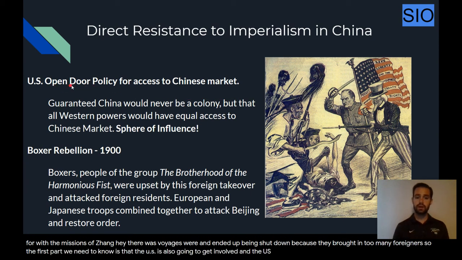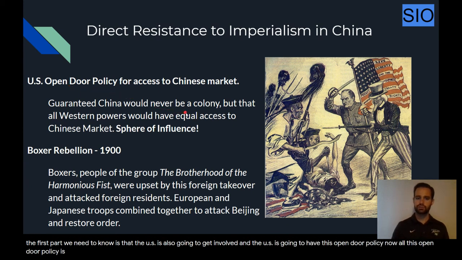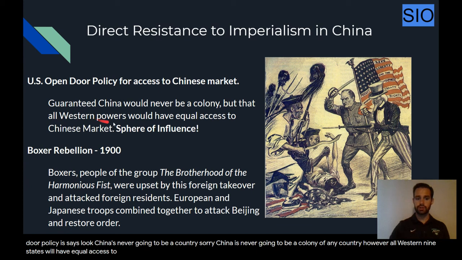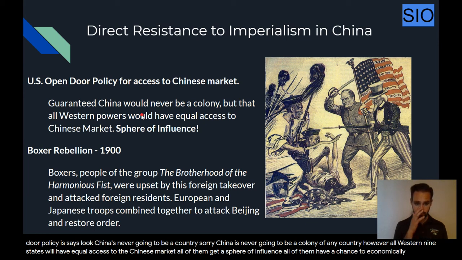And the U.S. is going to have this open door policy. Now, all this open door policy says is, look, China's never going to be a colony of any country. However, all Western powers, all Europeans, even the United States, will have equal access to the Chinese market. All of them get a sphere of influence. All of them have a chance to economically benefit from China.